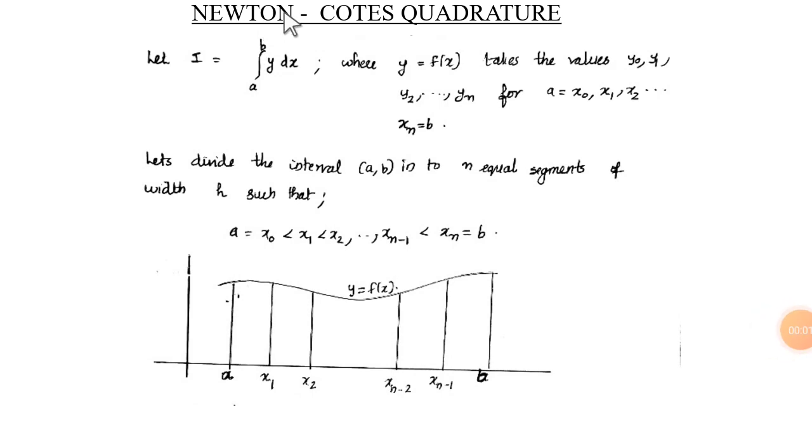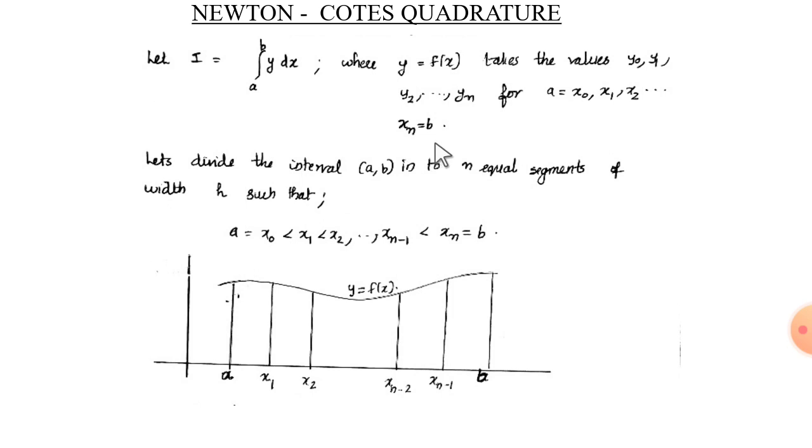So today we are going to learn about Newton-Cotes quadrature and also Romberg's integration method. Now Newton-Cotes quadrature: let I be the integral from a to b of y dx, where y equals f of x, takes the values y0, y1, y2, etc.